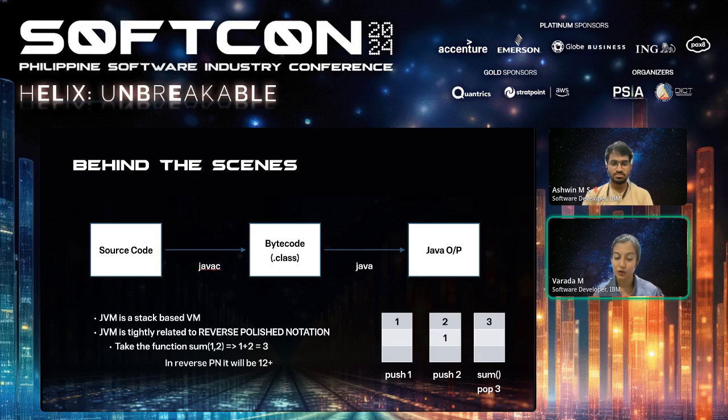So the JVM is actually a stack-based VM. That is, each functionality is passed to the stack in the JVM. So it is related to reverse Polish notation. What exactly does reverse Polish notation mean? Let's see an example.